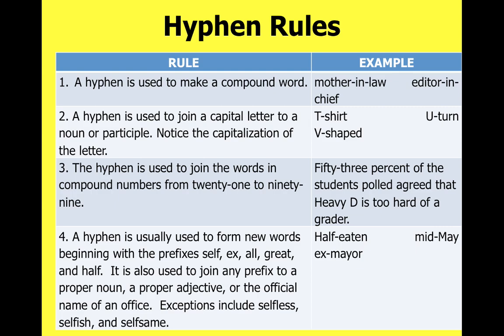In number 4, a hyphen is usually used to form new words beginning with the prefixes self, ex, all, great, and half. It's also used to join any prefix to a proper noun, a proper adjective, or the official name of an office. Exceptions include selfless, selfish, and self-same. So some of the words you might make are half-eaten, ex-mayor, mid-May. You might also use midwinter, ex-boyfriend, things like that, creating a new word with one of those prefixes.